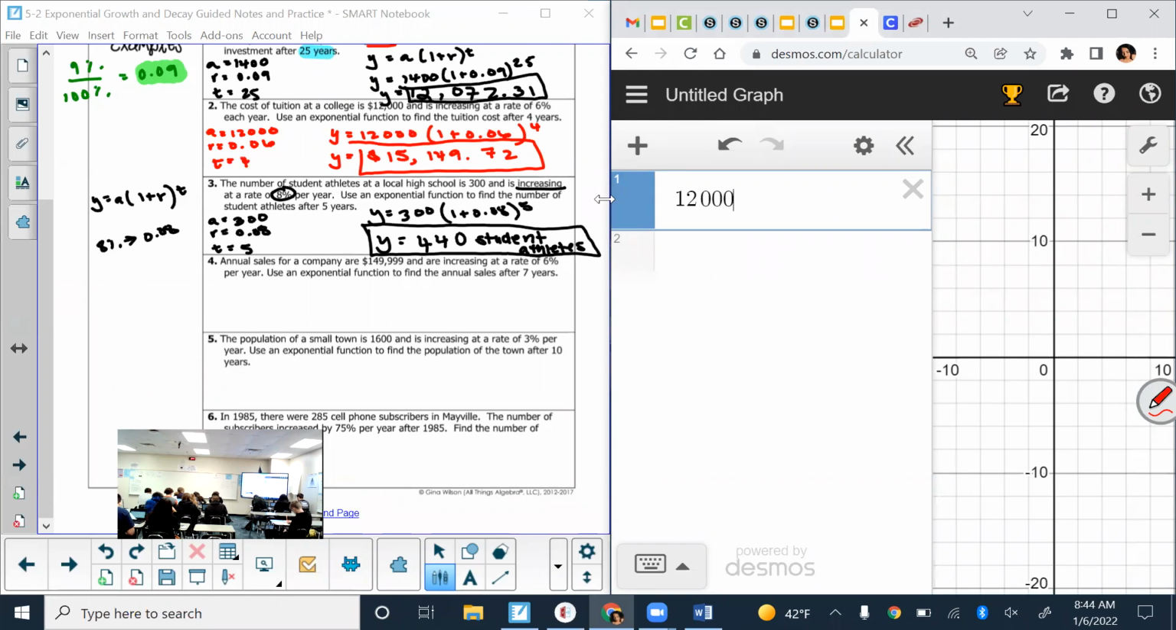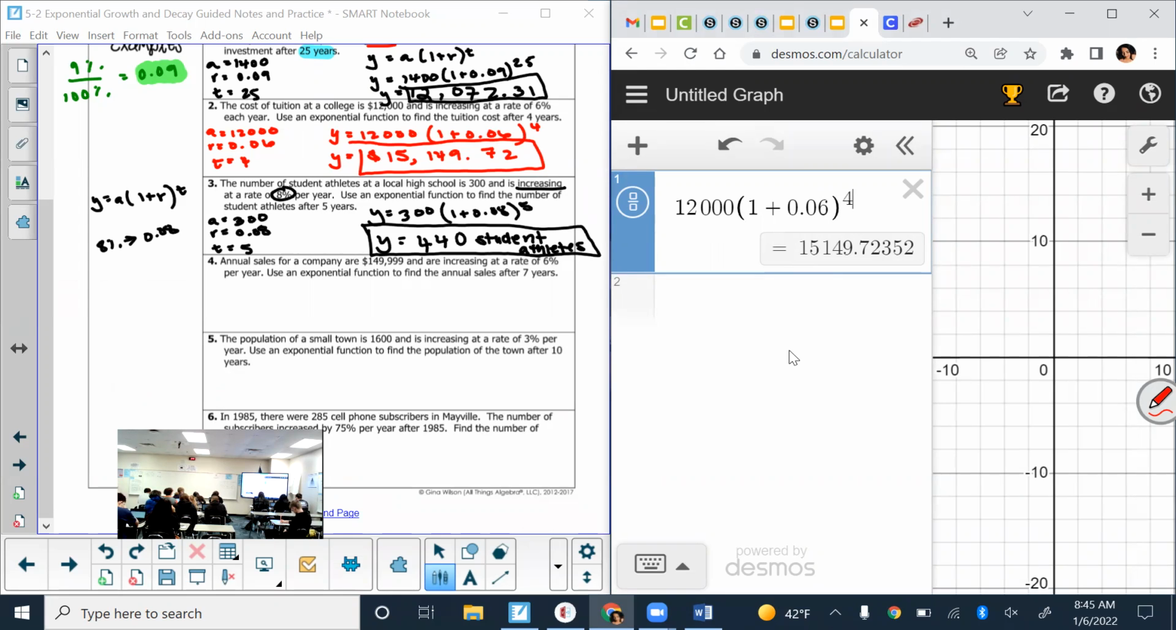$12,000 times 1 plus 0.06 to the 4th power. All right, so that is correct. Any questions? If you got something different, just double check. Did you accidentally leave off the 0? Did you accidentally make the decimal 0.6? All right, because that would change it. So make sure it looks just like that in your calculator. Any questions?